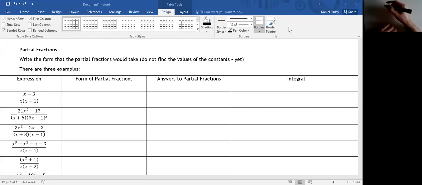So the first one, x minus 1, x minus 3 over x minus 1. All I want you to do first is fill in the column that says the form of the partial fractions. The degree of the top is 1, and the degree in the bottom will be 2. If I expand it, I'll get an x squared. So the top degree is less than the bottom degree. That's just the normal, straightforward, easy case. So it will just be a over x plus b over x minus 1.